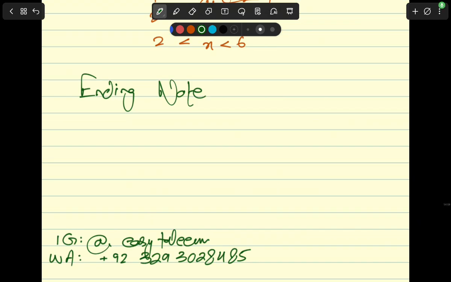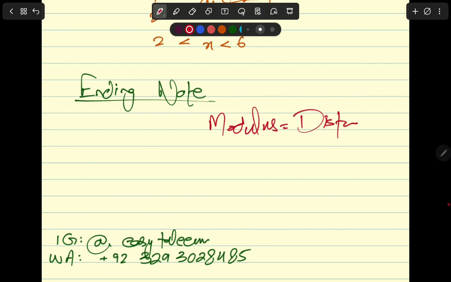Now, let's finish by revisiting the one idea that this entire lecture was built around. Modulus, I will write it down with red so you don't forget. Modulus is equal to distance. Not brackets, not cases, no plus minus, no graphs one above the other, no memorization exercises, just distance.